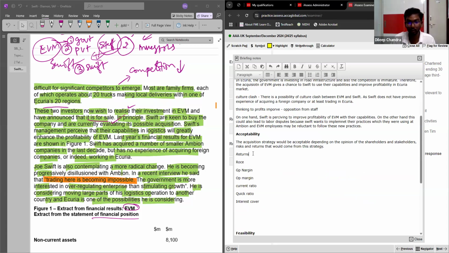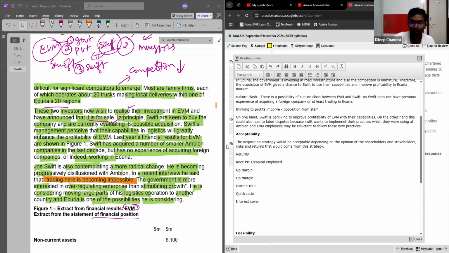So returns we are talking about now. What all do we have here? ROCE, return on capital employed, GP margin, operating profit margin, current ratio, quick ratio, interest cover ratio. We'll calculate all these things, don't worry. Return on capital employed we'll calculate first. The formula for ROCE is PBIT divided by capital employed.